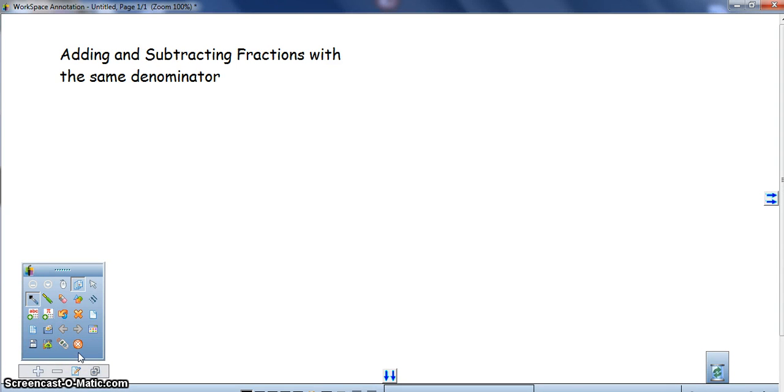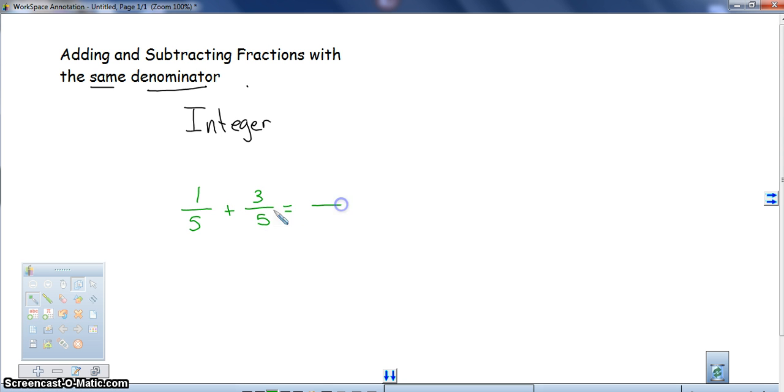Alright, what you need to look at for today is adding and subtracting fractions with the same denominator. Okay? You also have to remember your integer rules today when we're doing fractions. So let's look and see what this looks like. If you're adding fractions with the same denominator, let's say we're adding 1 over 5 plus 3 over 5. You keep the denominator, or the bottom, so you keep 5, and 1 plus 3 is 4.